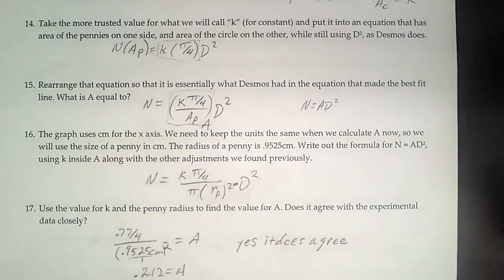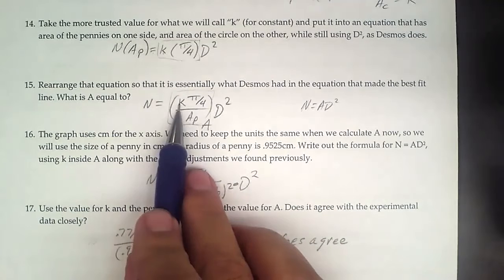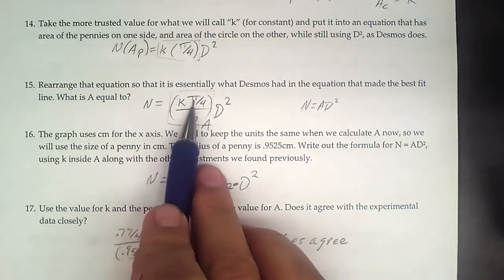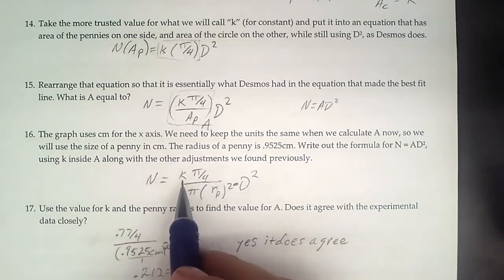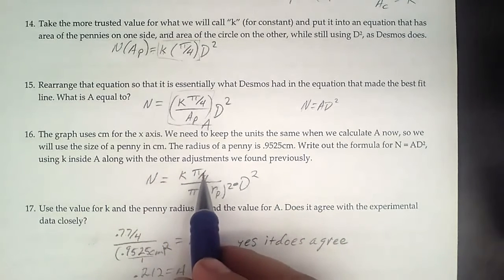Well, I know what those are. I know the area of 1 penny. I know what K is, and I sure know what pi and 4 are. So this is not a mystery. We can boil this down into one number. Let's take the value for K and pi over 4, and let's find out what it is.